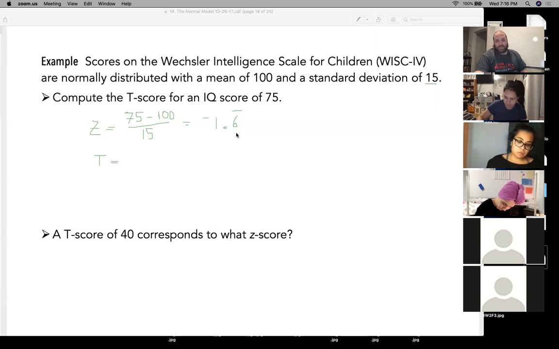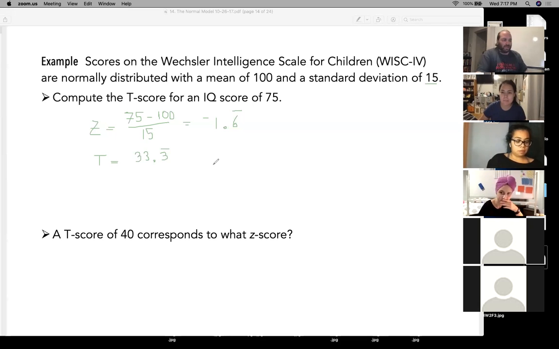What's negative 1.6 bar times 10? Negative 16.6 bar, which when we add to 50 gives us what? Approximately 34, right? I think it's 33.3 bar. Is that correct? I rounded, so I don't know. You rounded, oh my God, you rounded. Horrible. Negative 25 over 15 times 10 plus 50, 33.3 bar it is, yes.